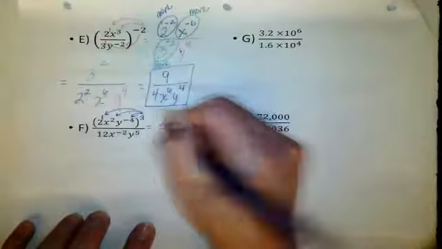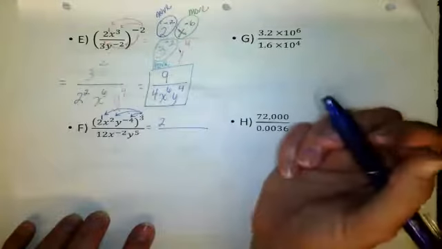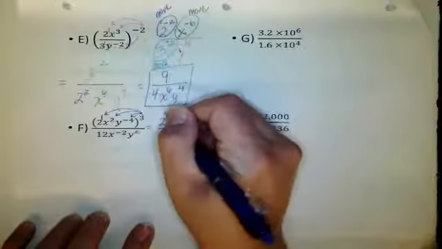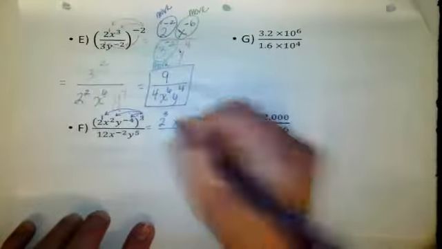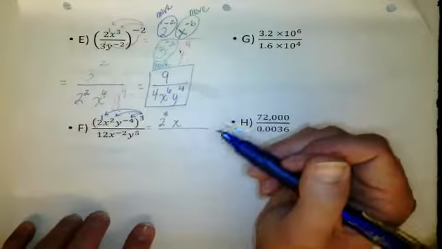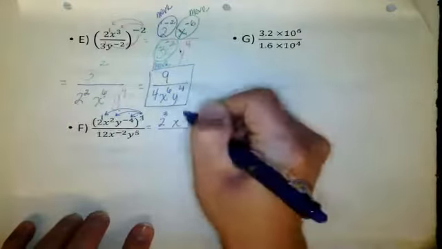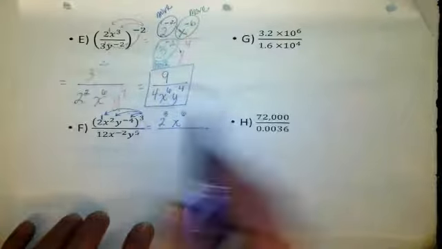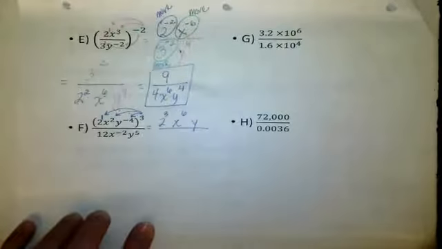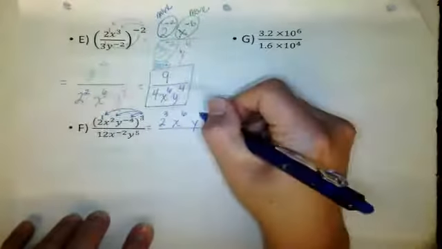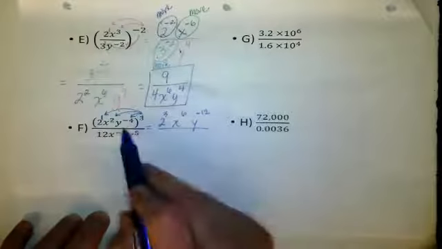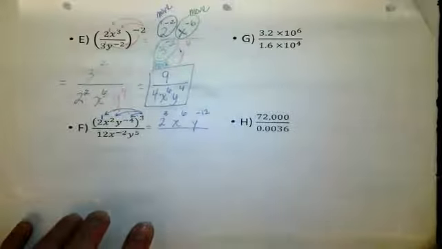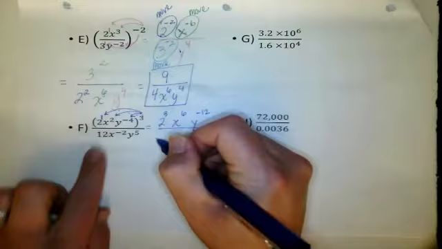That's going to give me 2 to what power? So to the 3rd, yes. 1 times 3 is 3. That's going to give me x to what power? 6. Yeah, 2 times 3 is 6. Y to what power? That's right, negative 12. Negative 4 times 3 is negative 12. I didn't touch anything in the denominator yet.